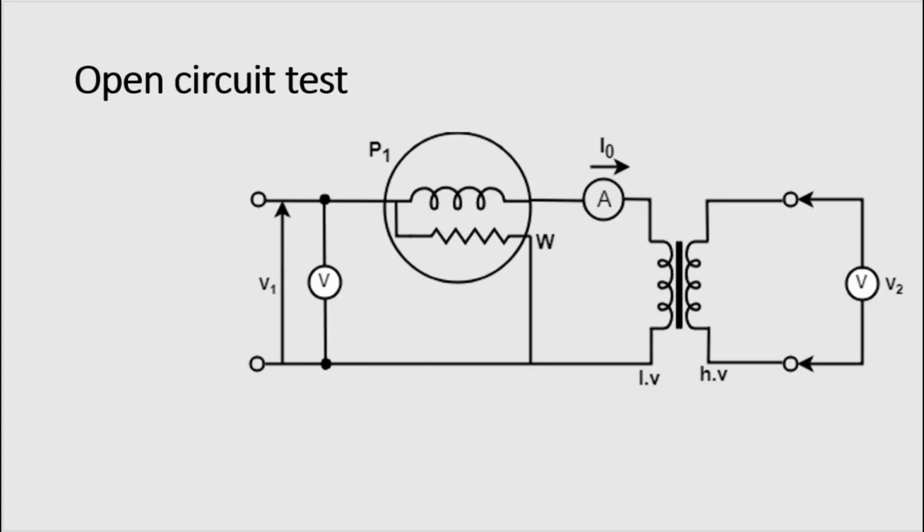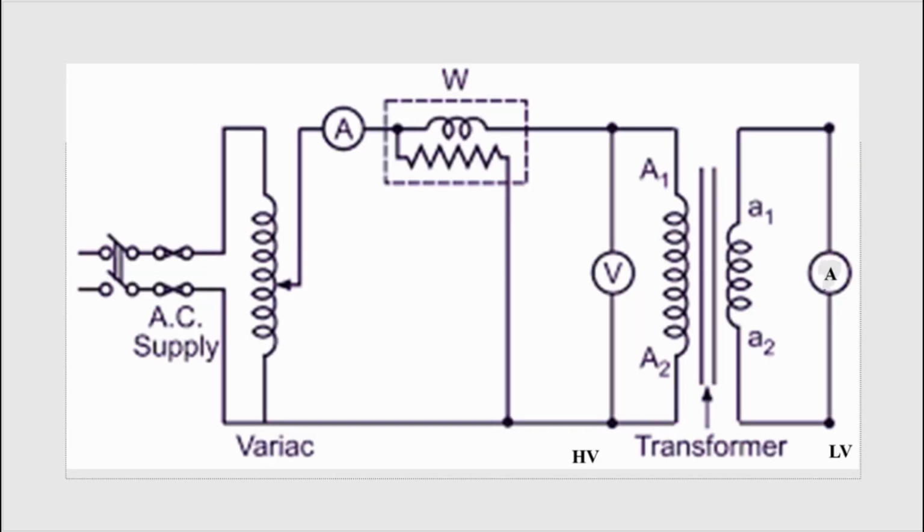So after learning the phasor diagram and equivalent circuit, the next thing is to find out the losses. To find out the losses, we'll have to use two types of test. One is called the open circuit test. Another one is called the short circuit test. The open circuit and short circuit tests have similarities between them. So this one is the short circuit test.